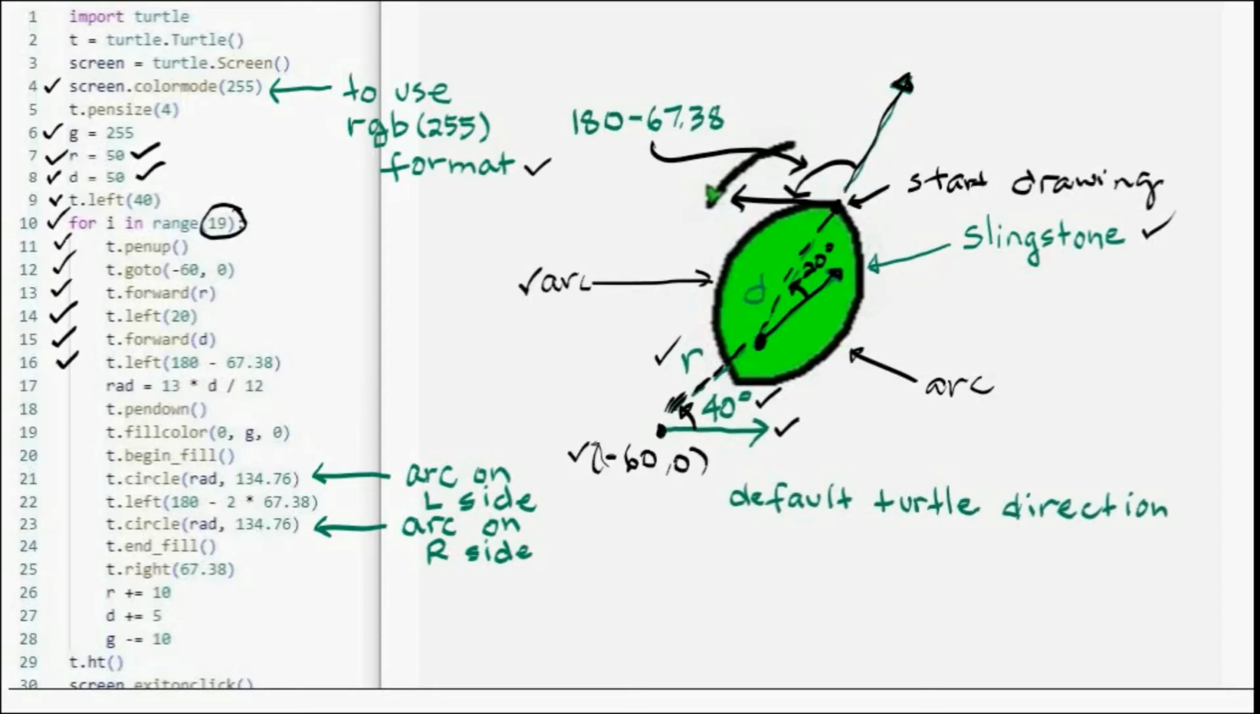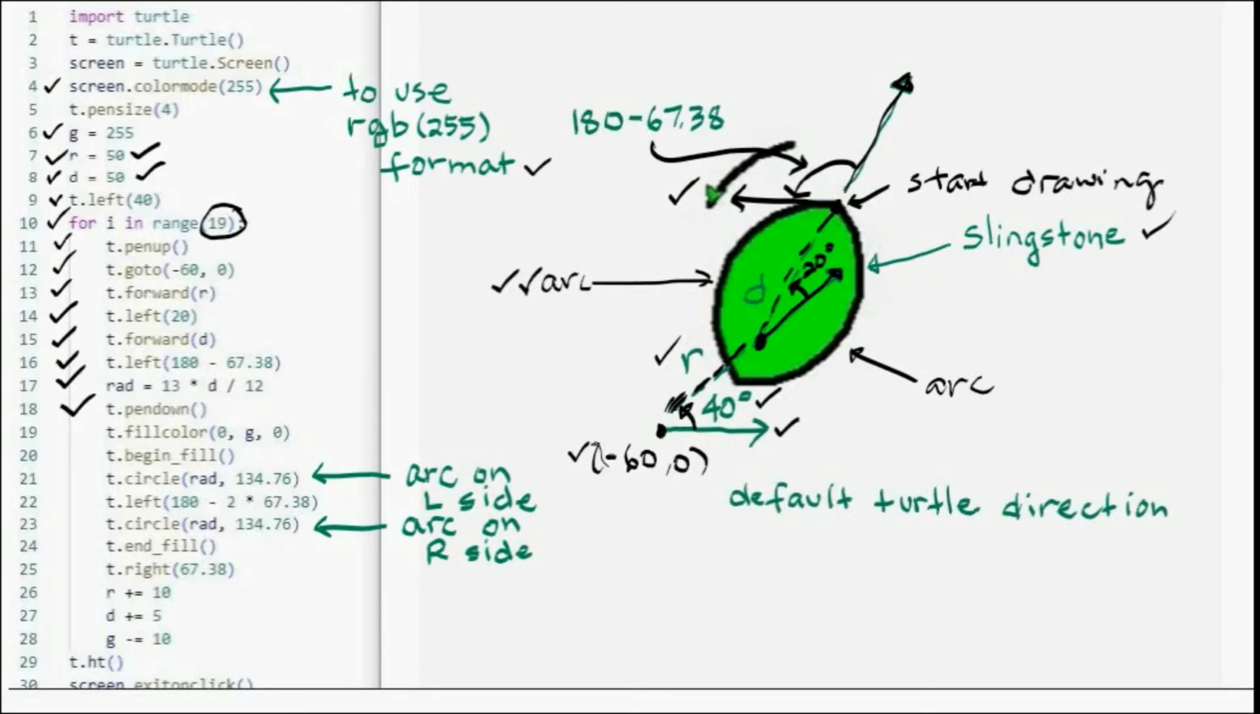The mathematics of Python graphics. So I already turned the turtle like this one here, and then I have specified the radius of generation of the arc. I will generate arc 1 here. The radius is 13 times the d, which is 50 at this point, and then divided by 12. And then I put the pen down to start drawing.